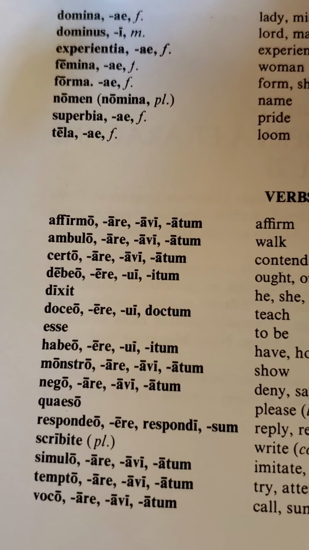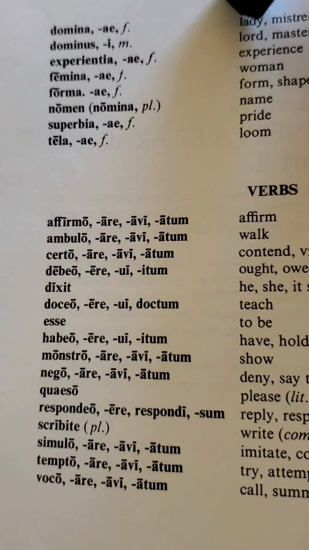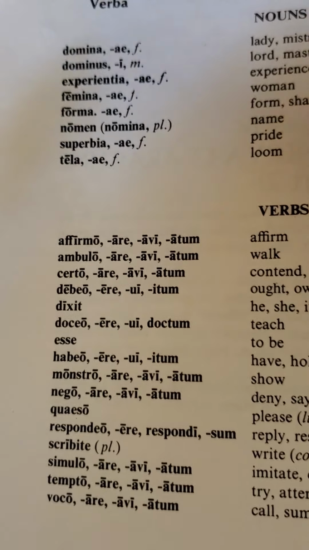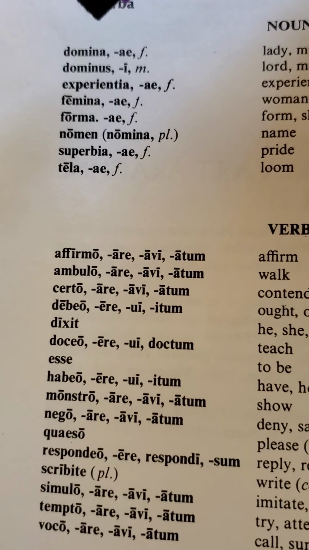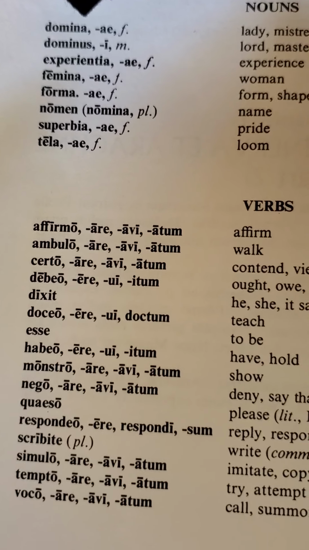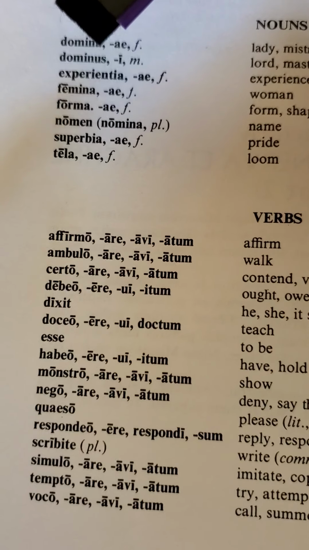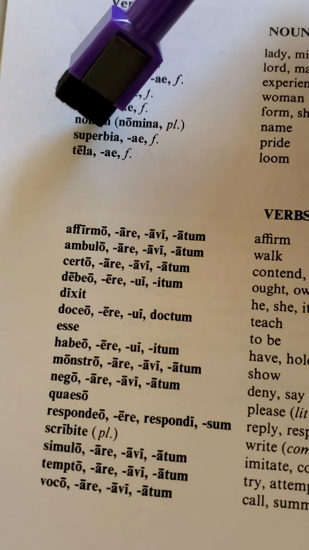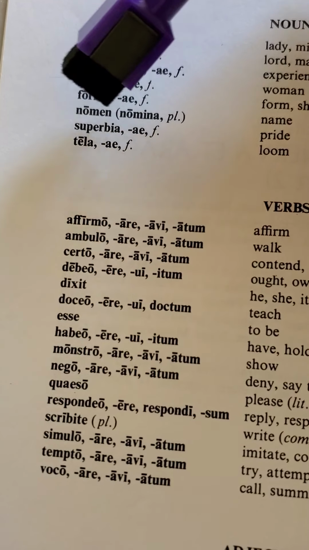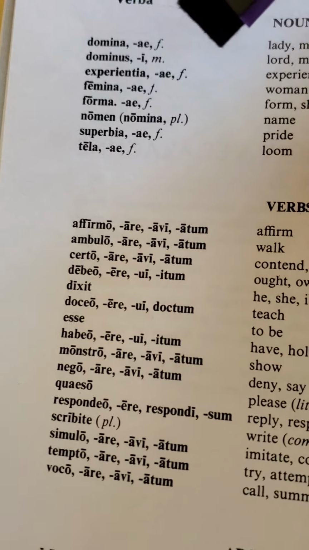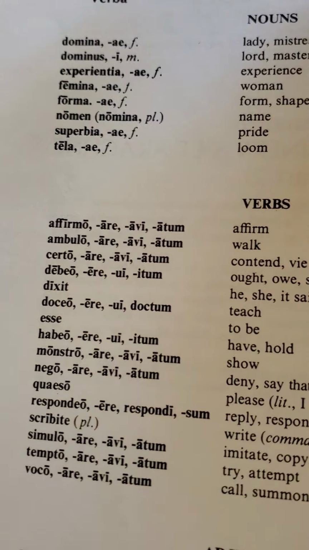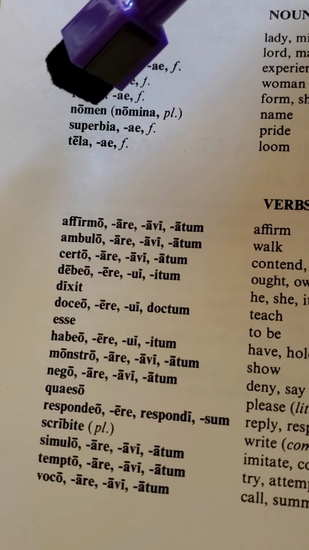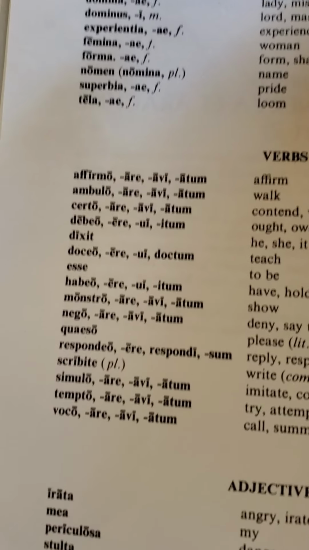So we've got domina and dominus. Of course, the feminine is lady, and the masculine is lord. And dominus is also the noun used for the Lord in the New Testament. So we have experientia, femina, forma, nomen. This is third declension, and we don't get that till next semester, but we just need to know it in its nominative form, means name. Superbia and tela, pride and loom.